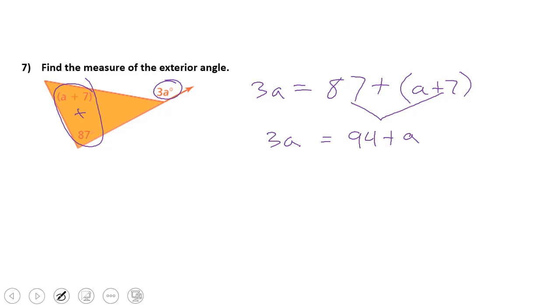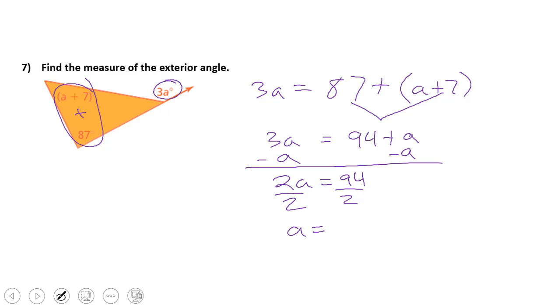And then we need to combine the A's. Now they're on opposite sides. Opposite sides means opposite operation to combine them. It helps us isolate and it's going to keep us balanced. All right, doing it to both sides. 2A is equal to 94. Finishing off by isolating and keeping balance, dividing by 2, A is equal to 47 degrees.